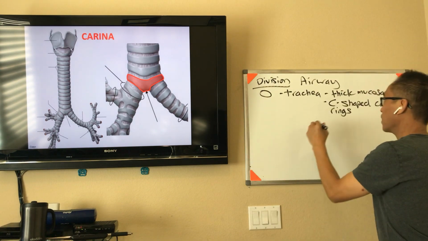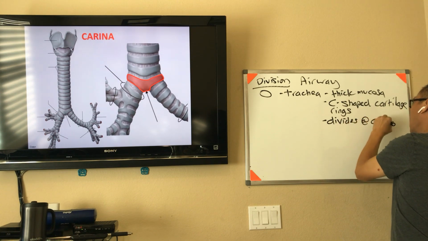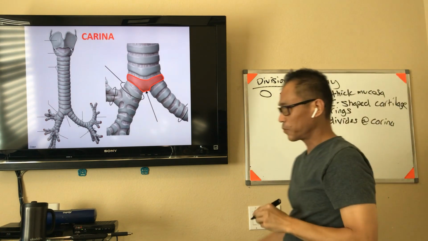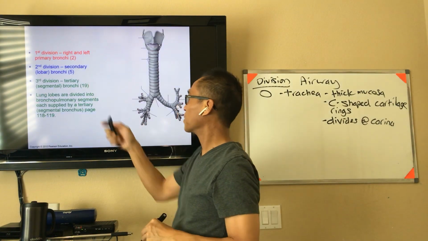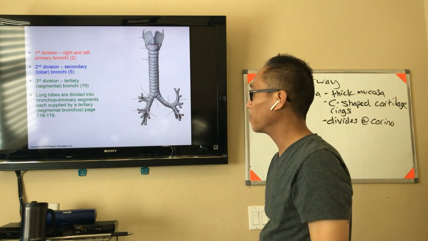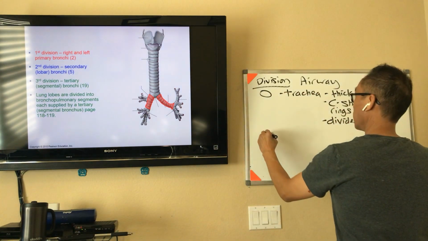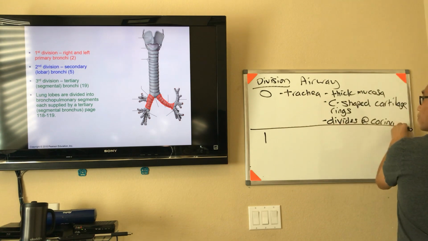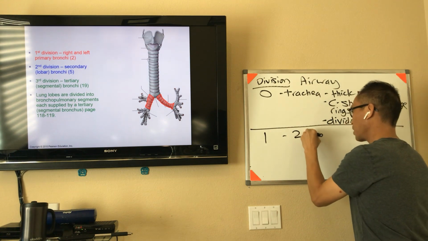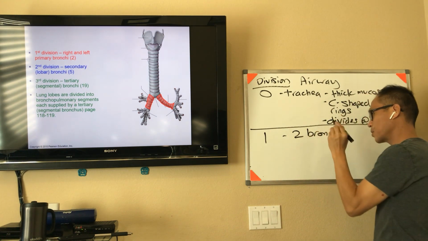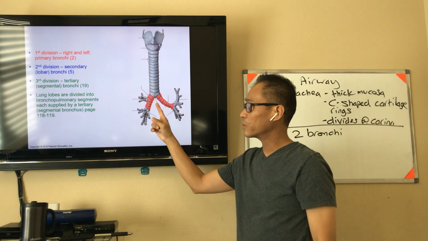It divides at the carina. Then you get your first division, which gives rise to the right and left bronchi highlighted in red here. So we'll just call it division 1. In the first division, it gives rise to two airways, two bronchi. Those are your right main bronchus and your left main bronchus. There's the one on the left, there's the one on the right.